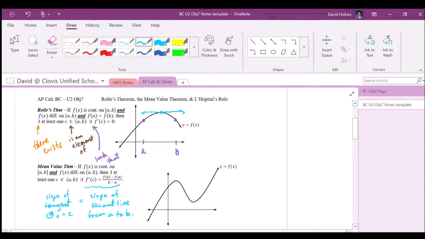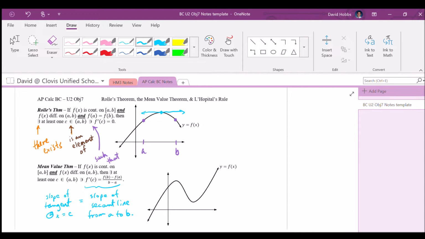So I think it's easiest to remember the mean value theorem in words. As long as you have the function continuous on the closed interval and differentiable on the open interval, then the slope of the tangent line, for some c that's in that open interval, is equal to the slope of the secant line from a to b.